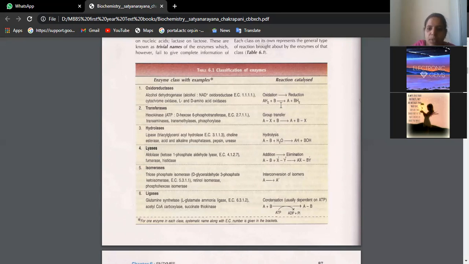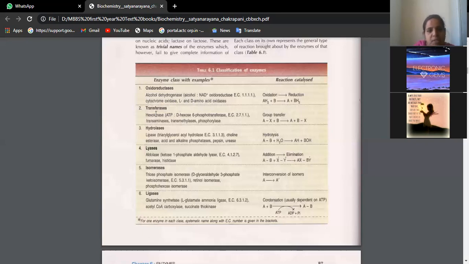Oxidation, AH2 plus B. Here the hydrogen is removed, and here it is getting added. So this is the oxidation reduction reaction shown here. Examples: we have cytochrome oxidase, L and D amino acid oxidases. This we have seen in the electron transport chain, cytochrome oxidase action, isn't it? So that example you can give here, other than the AB type of example.